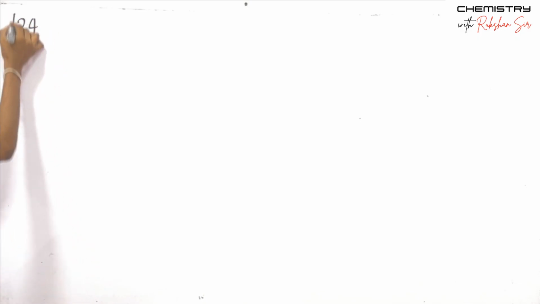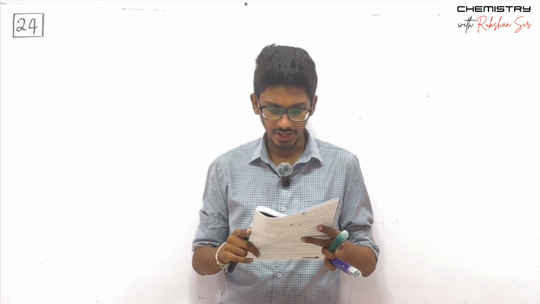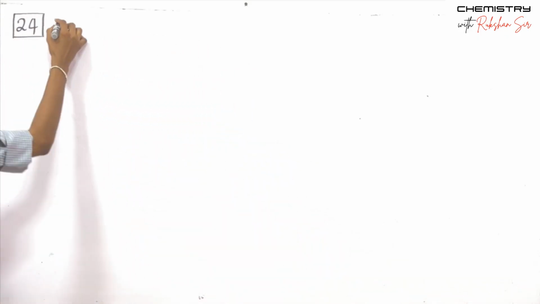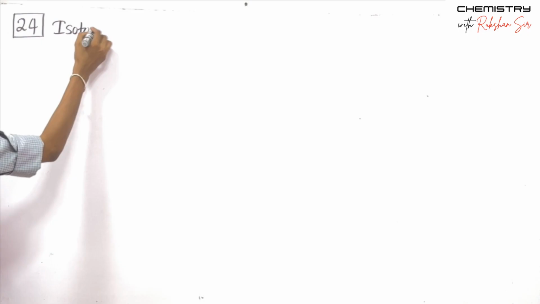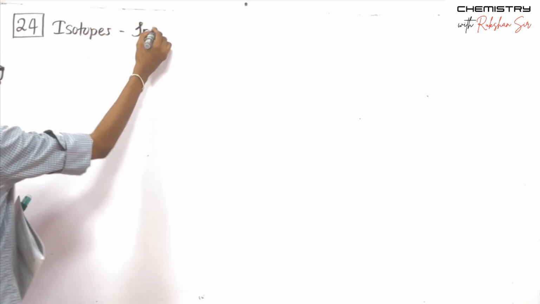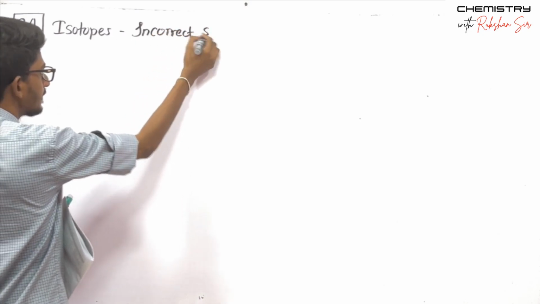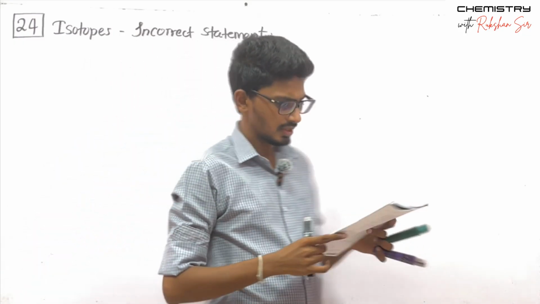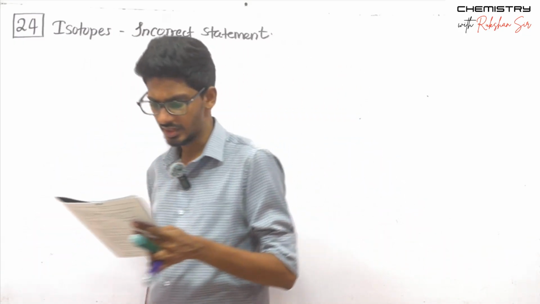Question number 24. See what it says. Which of the following statements is incorrect regarding isotopes of an element? Right? This is about isotopes. Looking for the incorrect statement about isotopes.